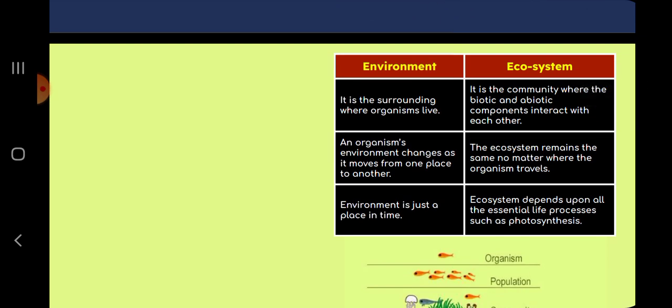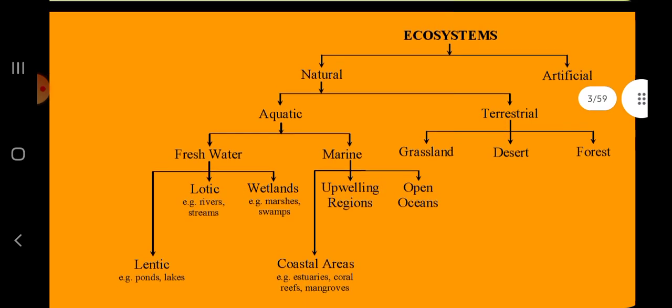So, what is the basic difference between environment and ecosystem? Environment is the surrounding where organisms live, and ecosystem is the community where the biotic and abiotic components interact with each other. The environment changes as an organism moves from one place to another, and the ecosystem remains the same no matter where the organism travels. Environment is just a place and time, and ecosystem depends upon all the essential life processes such as photosynthesis.